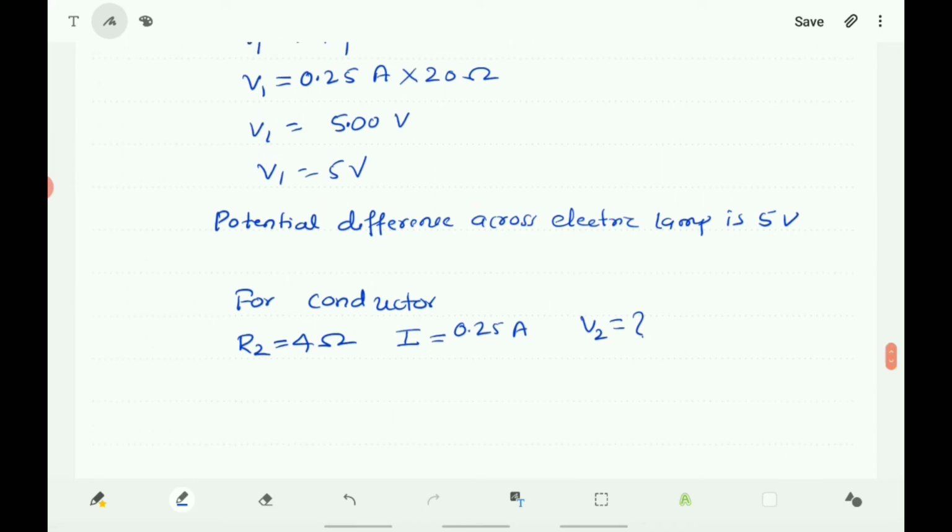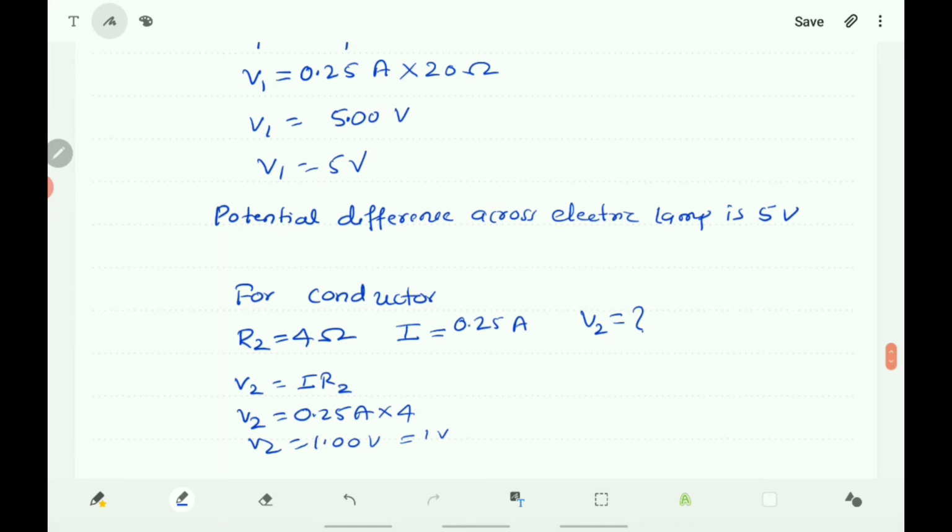Again we use Ohm's law, that is V2 is equal to I R2. That is V2 is equal to the same current, 0.25 amperes, into 4. You know that 25 4s are 100. So V2 is equal to 1.00 volts. That is 1 volt.